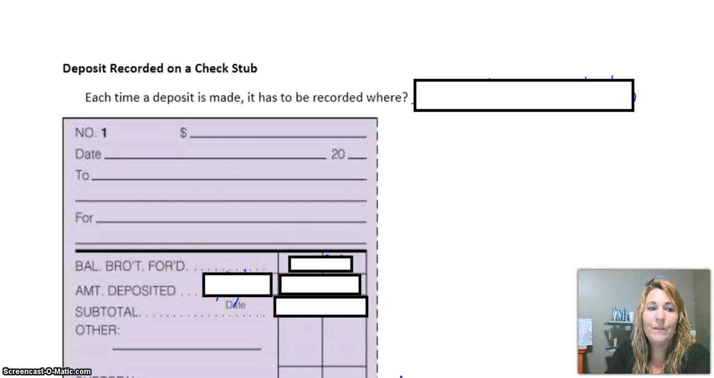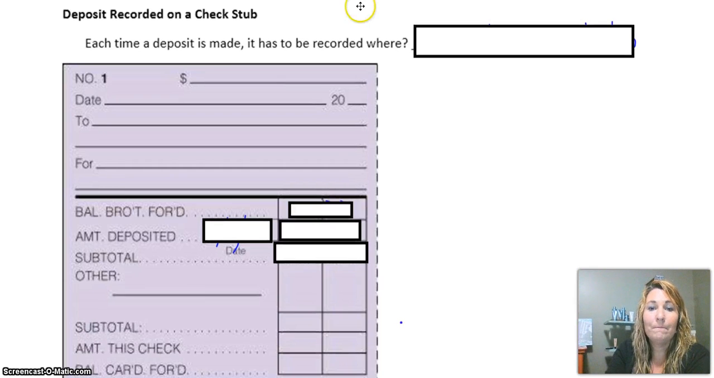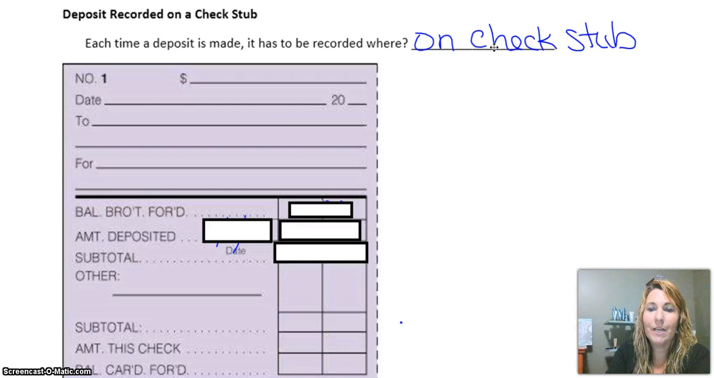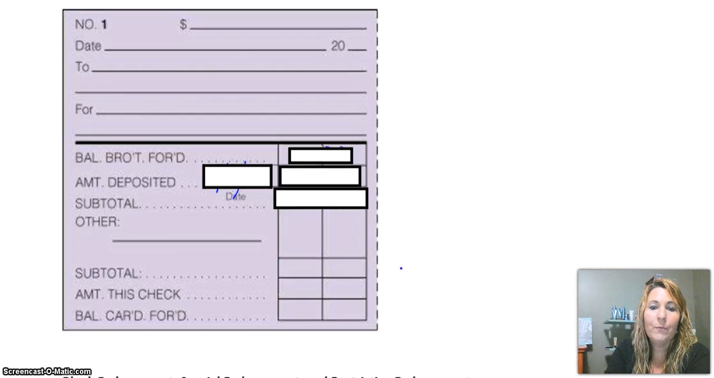Okay, now that we have deposited our money into the bank, we need to record it. Each time a deposit is made, it is to be recorded on a check stub. Now this is a check stub for a business checkbook. Personal checkbooks often have just their checks, and then there's another booklet where you fill out your check register. However, a business checkbook is often a pretty big piece of paper.